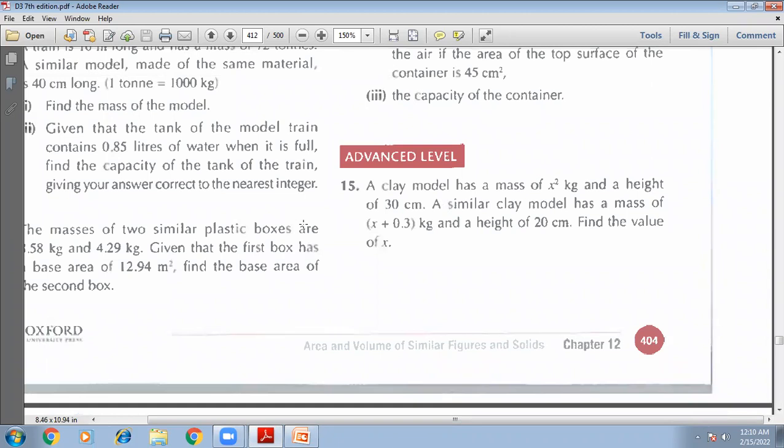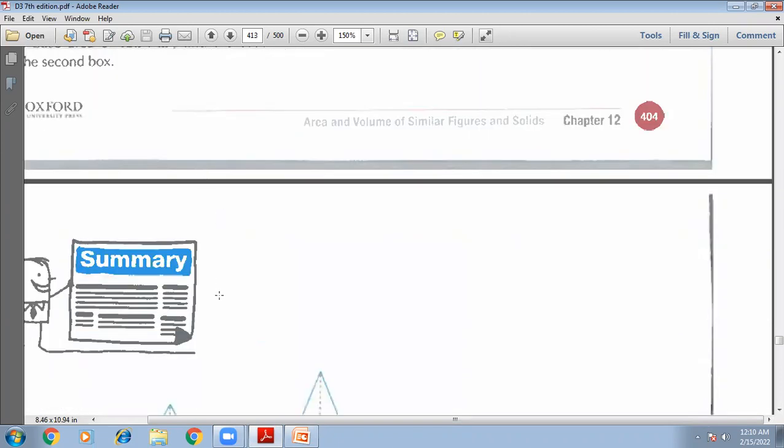A clay model has a mass of x square kg and a height of 30 centimeter. A similar clay model has a mass of x plus 0.3 kg and a height of 20 centimeter. Find the value of x. So this is the last question of this exercise.